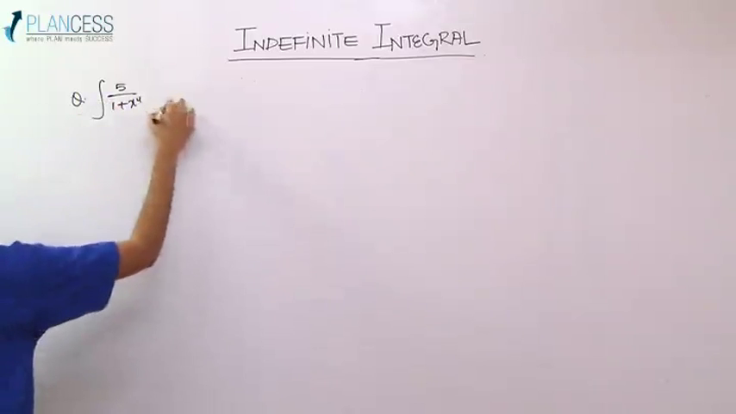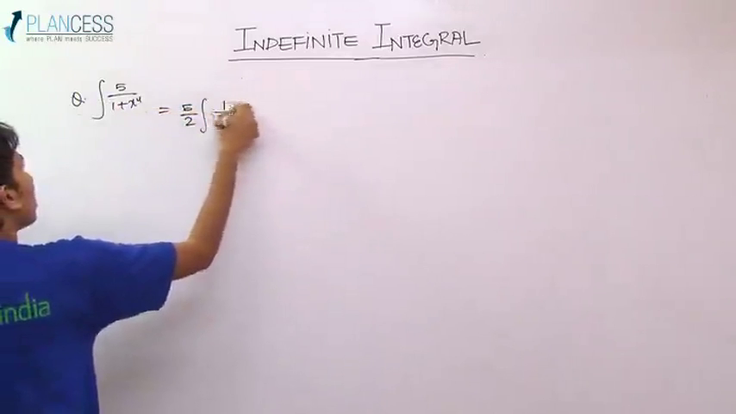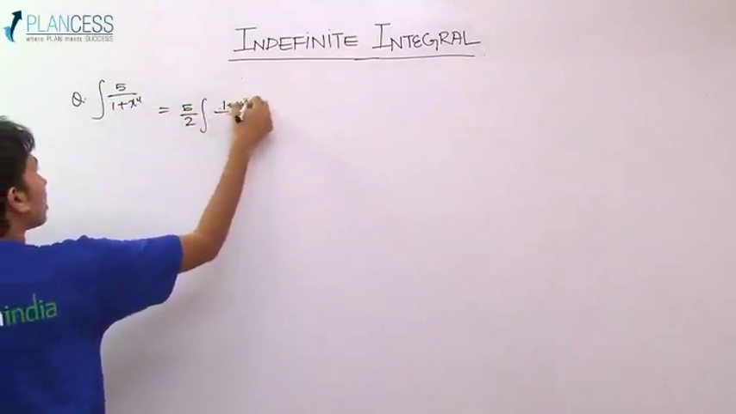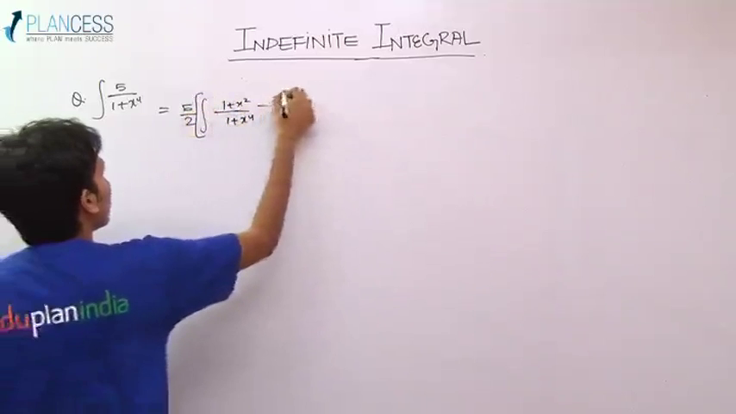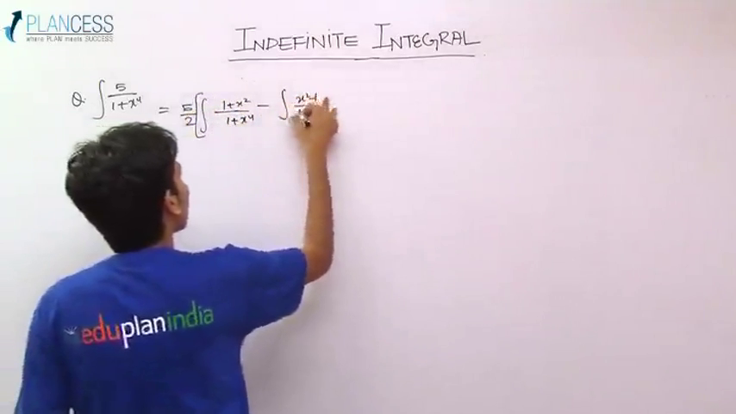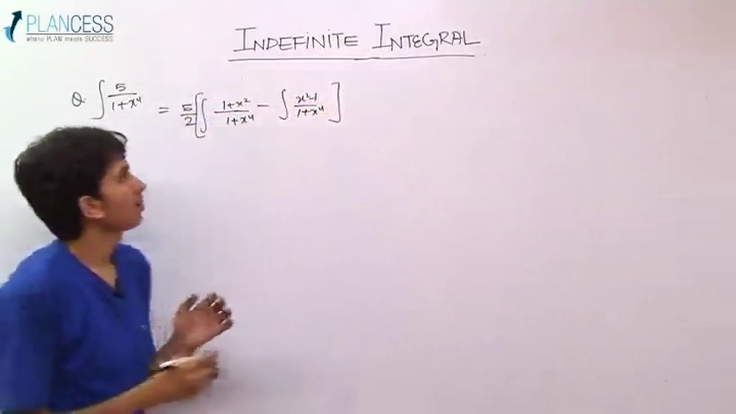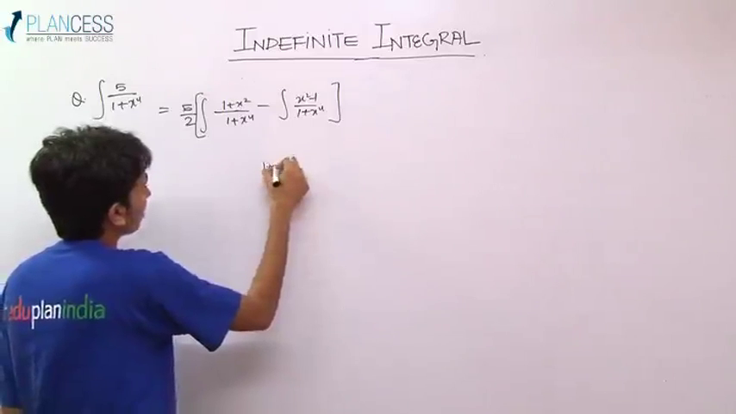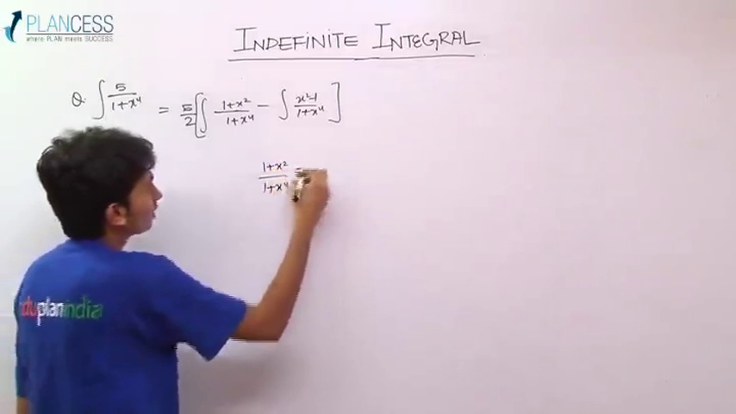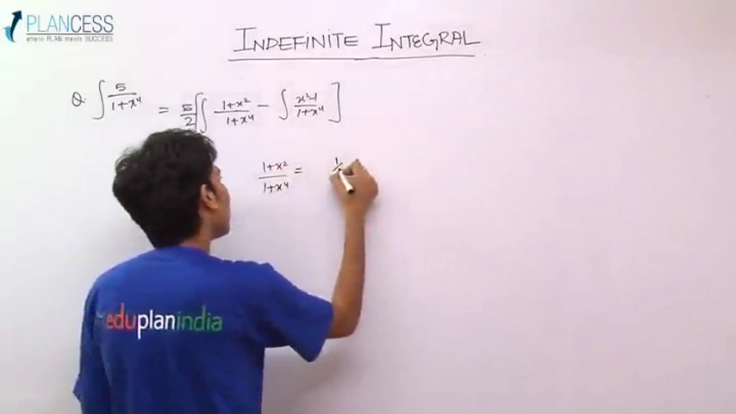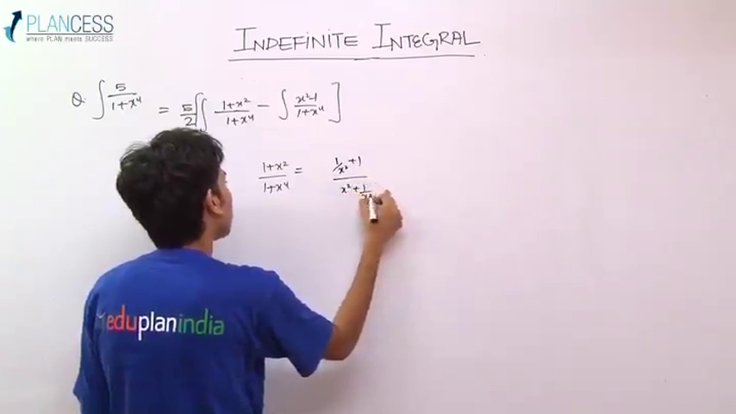As I told you, I'm taking 5 out and multiplying and dividing by 2, to get the integral of 1 plus x square upon 1 plus x4 minus the integral of x square minus 1 upon 1 plus x4. Let's solve both of these so you get an idea. First of all, I have 1 plus x square upon 1 plus x4. What I'm going to do is divide by x square. So I have 1 by x square plus 1, upon x square plus 1 by x square.